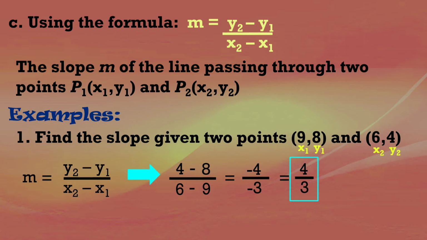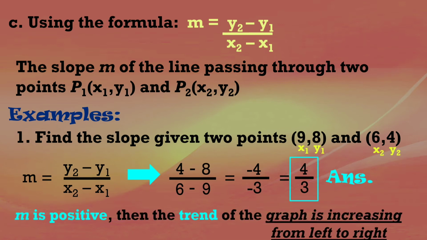So, gagawin natin siyang positive kasi para silang negative. So, i-convert natin siya sa positive. So, 4 over 3. So, yan ang ating sagot. At dahil positive ang ating slope, so ang trend ng graph natin ay increasing from left to right.